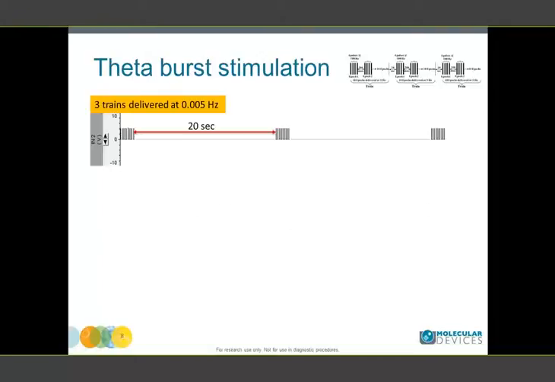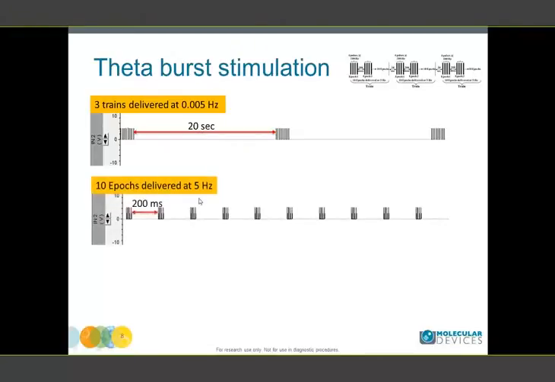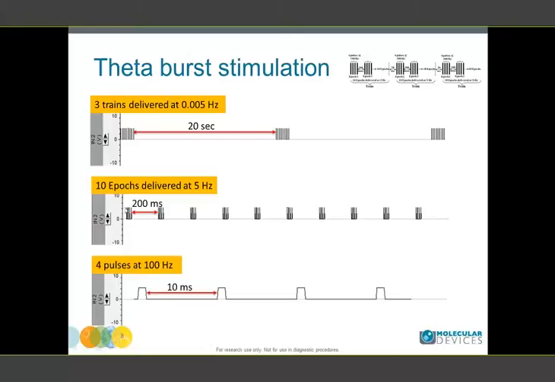Now, I would like to use this slide to show you. This is a 3-train protocol, delivered at 0.005 hertz. That means the inter-train interval is 20 seconds. In each train, there are 10 epochs, 1, 2, 3, 4, 5, 6, 7, 8, 9, 10, delivered at 5 hertz. That means the inter-epoch interval is 200 milliseconds. In each epoch, there are 4 pulses delivered at 100 hertz. That means the interpulse interval is 10 milliseconds. I'm going to show you later how to create this customized command waveform.